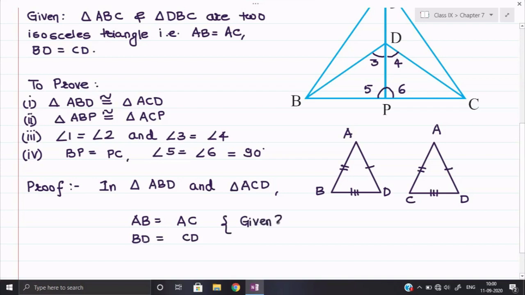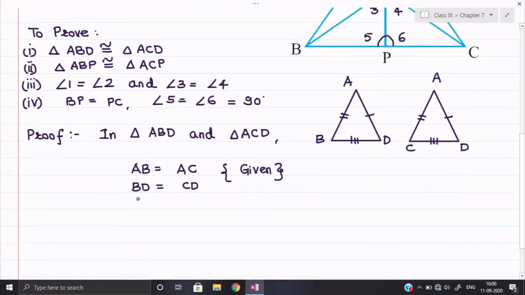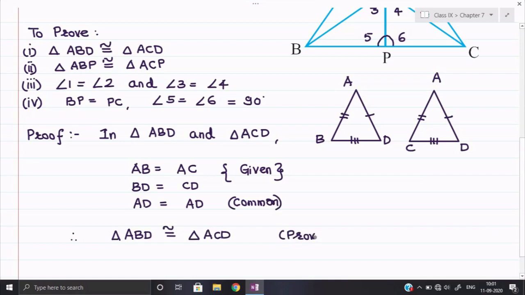Okay, that is the one thing. Second thing, we shall write down the common side, that is AD is equal to AD. So AD is equal to AD, that is common, and hence we can say that yes, the triangle ABD is congruent to triangle ACD. You can say that proved first part. So the first part got over. Now similarly we shall take the second part.